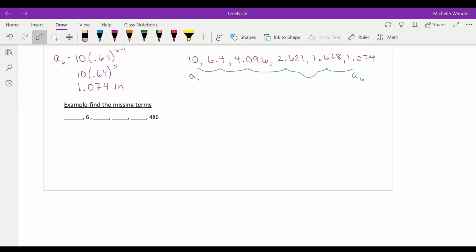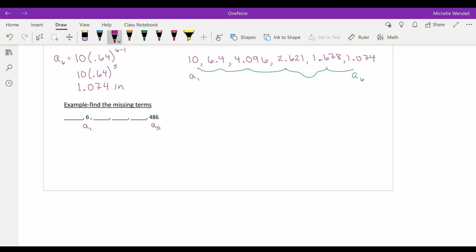Alright, last example, I have to find the missing term. So like I did in the arithmetic sequence video, I'm going to re-index these. So even though 6 in this original sequence is the 2nd term, I'm going to say that's our 1st term. So that's going to be a sub 1. So I have 2, 3, 4. So that means 486 is my 5th term. So now I can work backwards to find what I'm missing. And in this case, I'm missing the ratio.